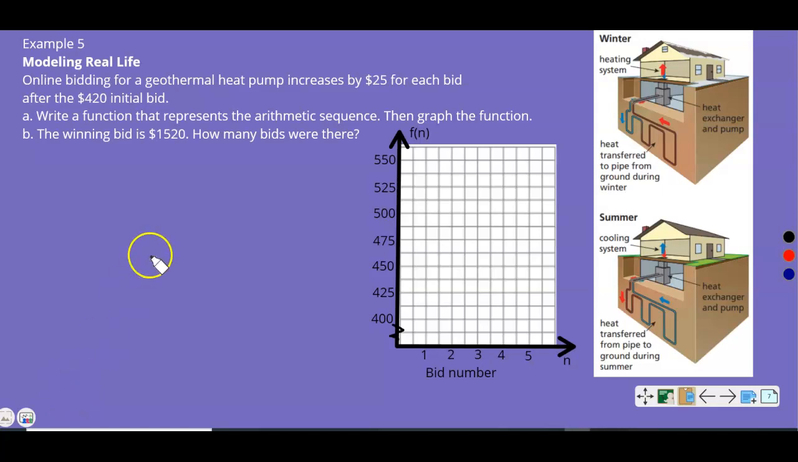All right, arithmetic sequences. This is part 2 of arithmetic sequences. If you missed the first 4 examples, you can go back to the previous video and catch up.